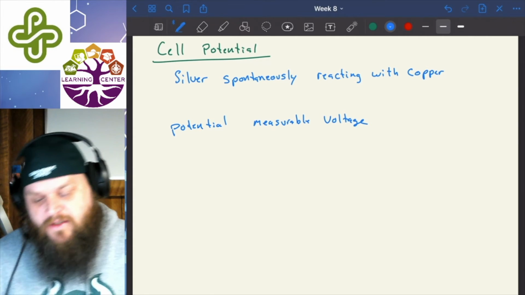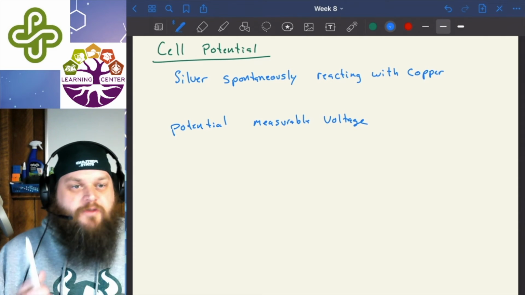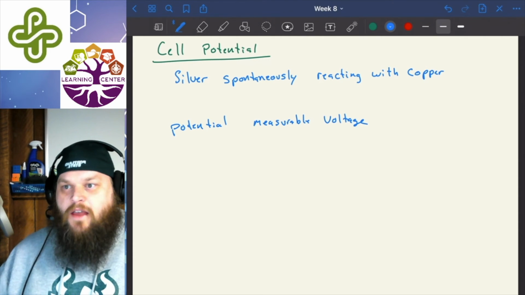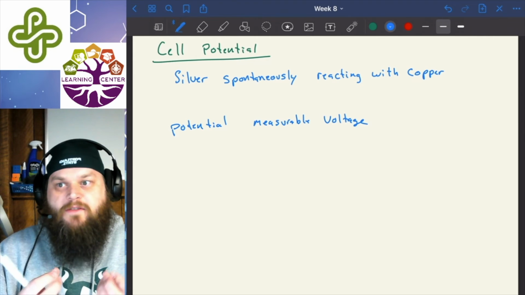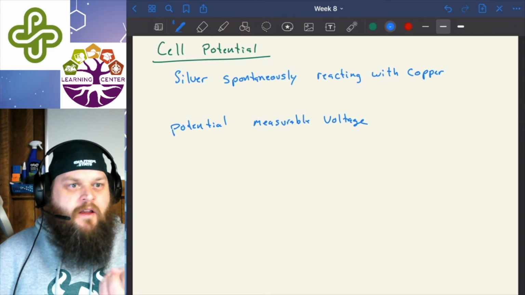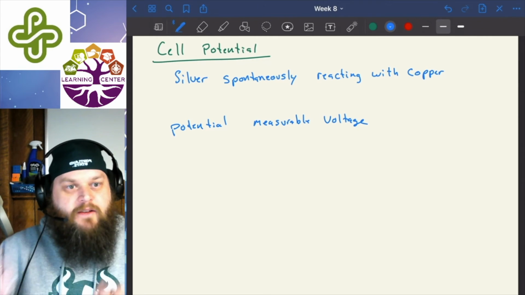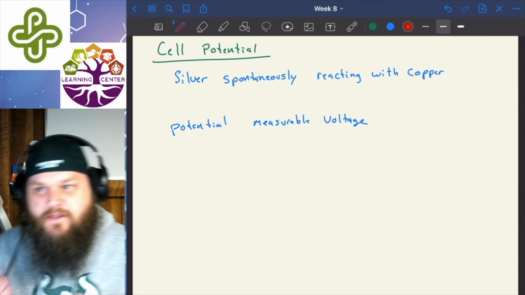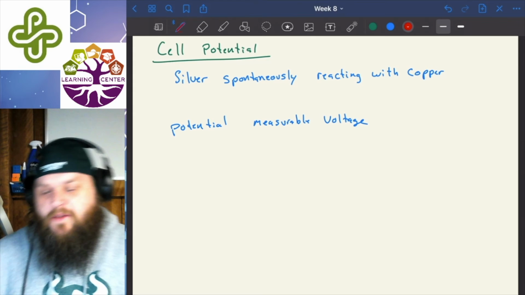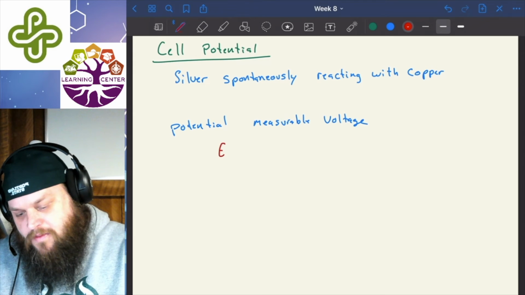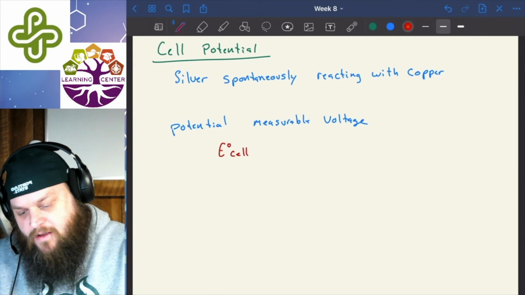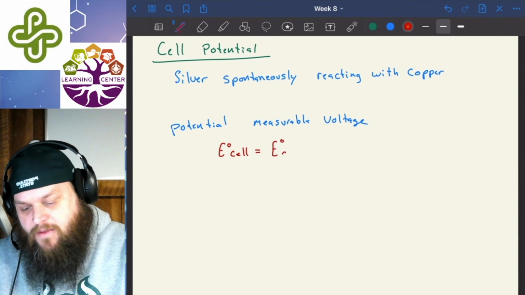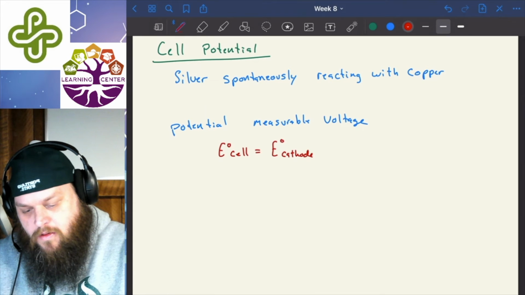And voltage is a common term we use for potential between two different objects. And it's always relative to those two things. So if you just have one solution there, there's really no potential because you're not relating it to another object. So it's always relatable. And we can use these potentials to basically define the cell potential. E of the cell would be equal to E of the cathode minus E of the anode.